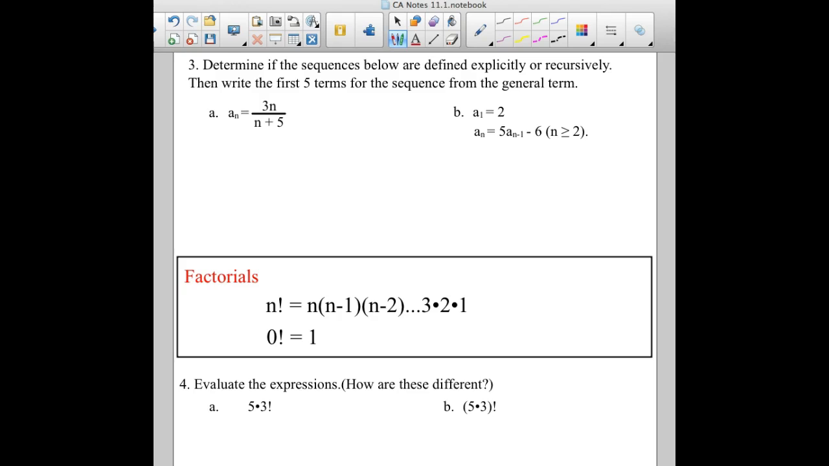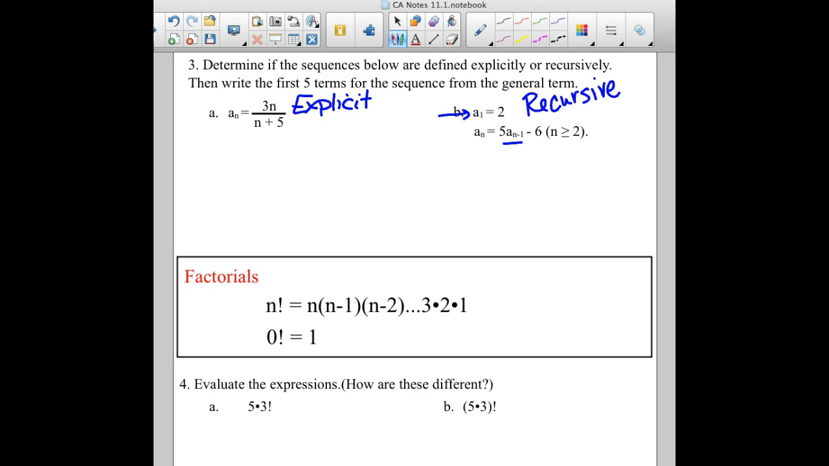All right, question 3. Determine if the sequences below are defined explicitly or recursively. Then write the first 5 terms of the sequence from the general term. So when I look at the first one here, a sub n equals 3n divided by n plus 5. There is no first term given. There is no indication of that little a sub n minus 1 representing the previous term. So this would be an explicit formula. Okay. In the second one, we are given a first term. We are given this expression a sub n minus 1. So we're basing our formula on the previous answer. So this would be recursive.